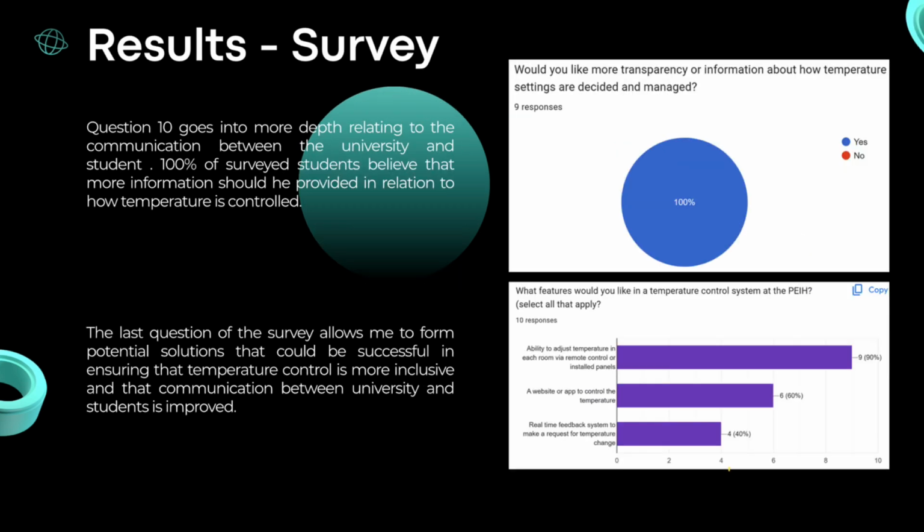Question 10 goes into more depth relating to the communication between the university and students. 100% of surveyed students believe that more information should be provided in relation to how temperature is controlled in the building. The last question of the survey allows me to form potential solutions that could be successful in ensuring that temperature control is more inclusive and that communication between university and students is improved.